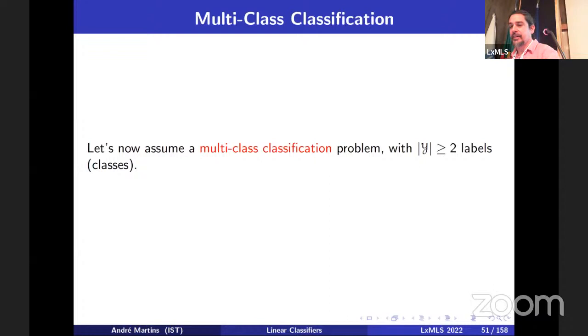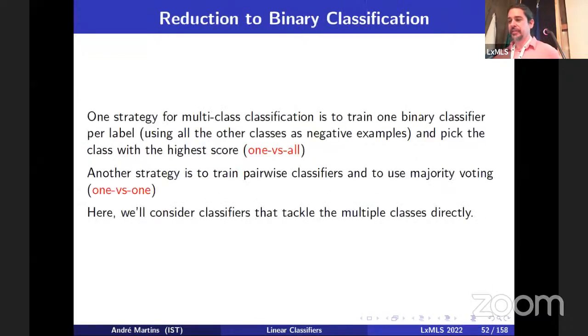Okay, so now let's assume a multi-class classification problem that can have more than two labels. One strategy for multi-class classification is just to train one binary classifier for each label. If you have a binary classifier for each label, then we can use a technique called one versus all, which is picking the class with the largest score and using it as our prediction.